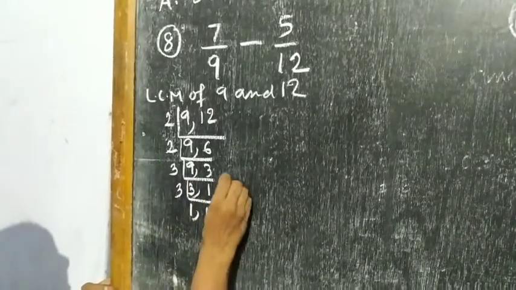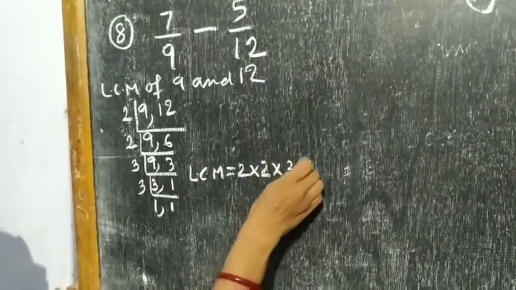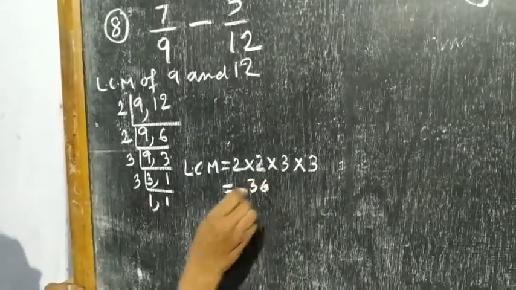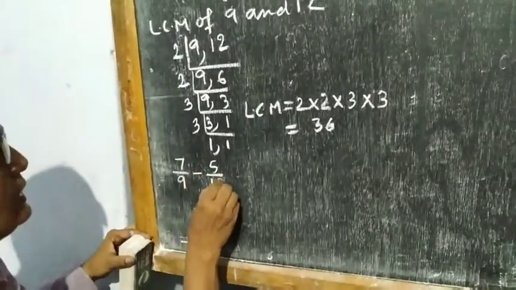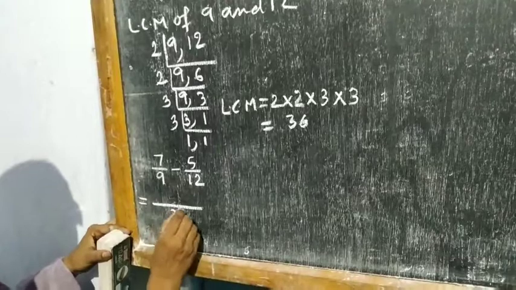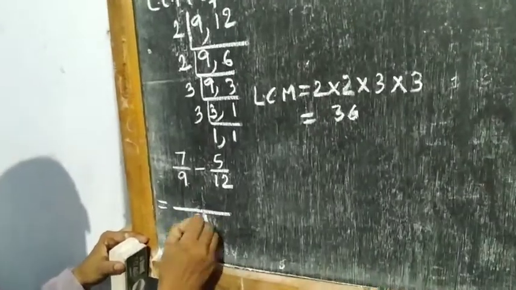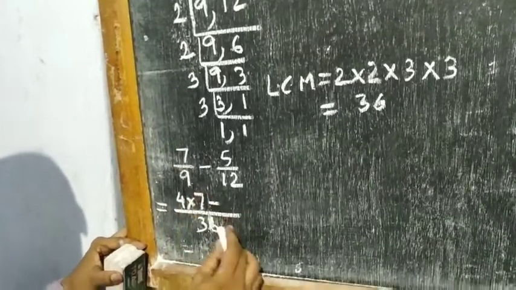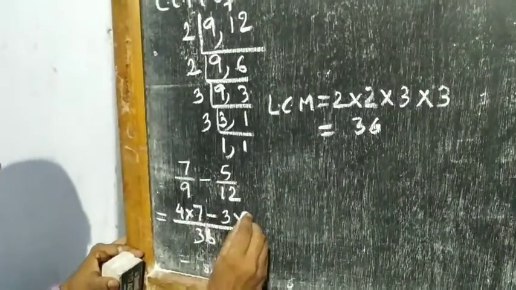So LCM equals 2 into 2 into 3 into 3. So 2 fours are 4, 4 threes are 12, 12 threes are 36. Now children, you write the sum 7 by 9 minus 5 by 12. So what is the LCM of 9 and 12? 36. So in the denominator you write 36. Now you divide 36 by 9. So 36 divided by 9, 4 into the numerator 7, minus 36 divided by 12, 3 into numerator 5.